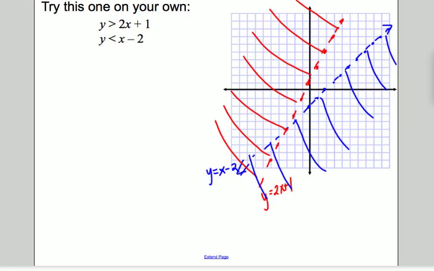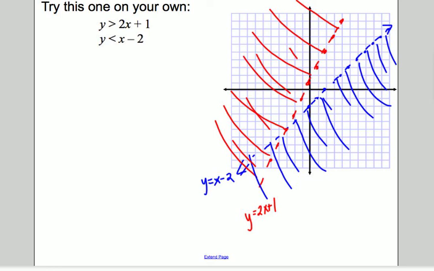So check your graph. Did you get the same graph as me? I have the blue and the red line. The red line is 2x plus 1, as you can see down here, and the blue line is x minus 2. For the blue line, I shaded below the blue line, kind of to the right over here, as you can see. And for the red, I shaded up and to the left.